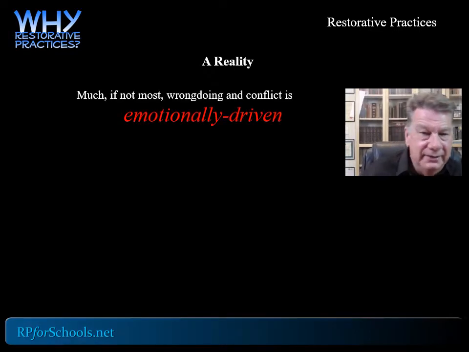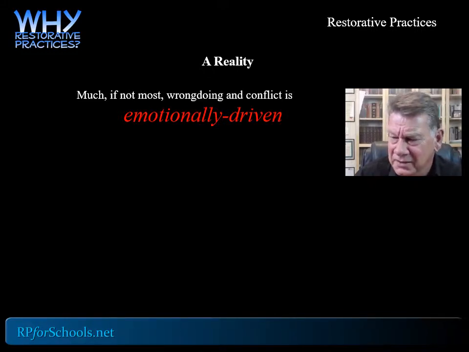Now, it's a reality, I believe, that most wrongdoing and conflict is emotionally driven, and it's one of the reasons why when you ask kids, why did you do that, they quite often honestly just shrug their shoulders, because they don't cognitively know why they did that silly thing. If they stop and think about it, they probably could come up with an answer like, well, I thought it'd be fun or something like that. But really, it's a limbic system motivational process that's going on. It's an emotional process. Most wrongdoing and conflict is emotionally driven. It's an emotional response to something.